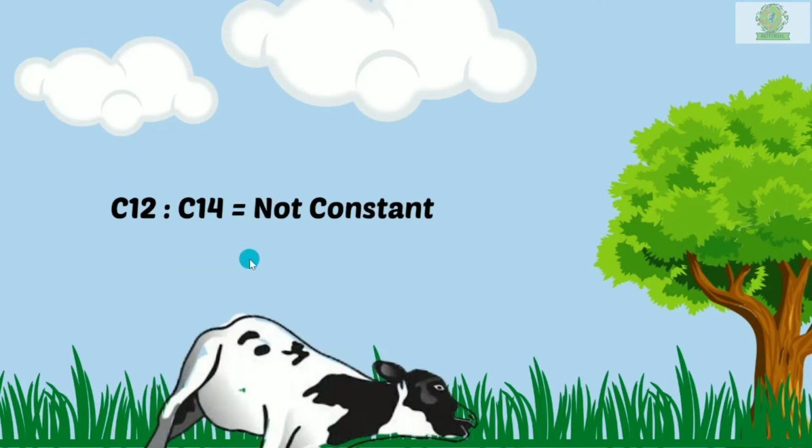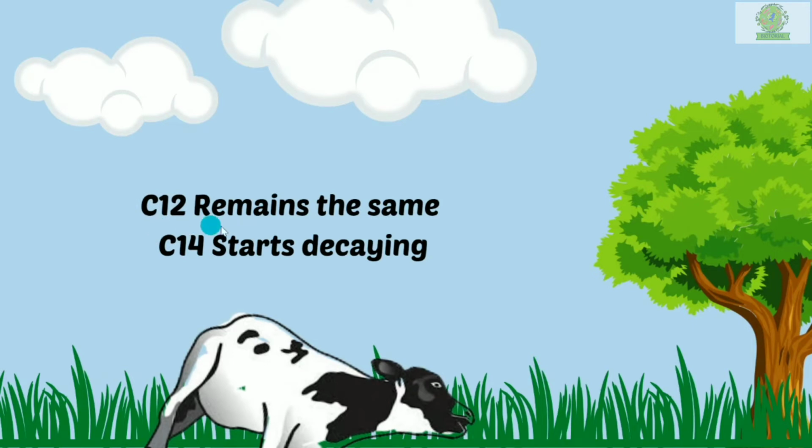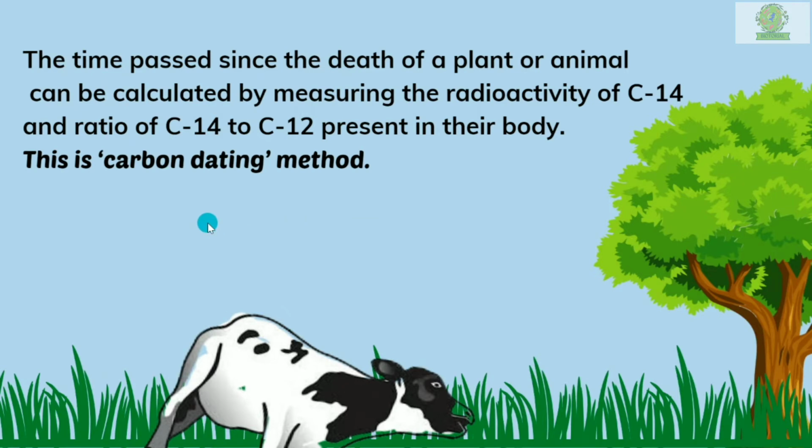But what if this cow dies and stops eating this grass? What will happen then? Now the ratio, that is C12 to C14, will never remain constant. Why? Because C14 is radioactive, and the radioactive element starts decaying. So C12 will remain the same, but C14 now starts decaying. That is why we can say the time passed since the death of a plant or animal can be calculated by measuring the radioactivity of C14.